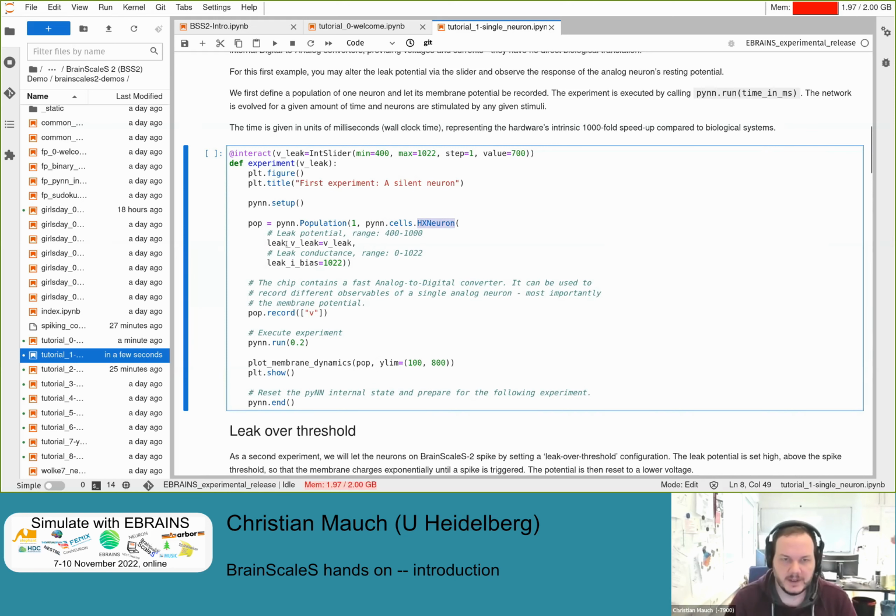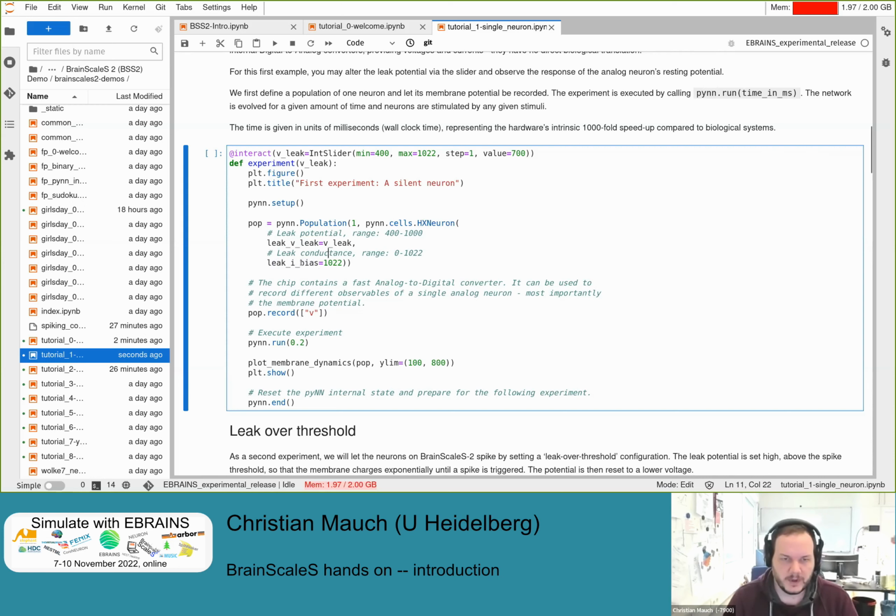So what you can see here are, for example, some values. In this case, the leak potential and the leak I bias. These control, as their names suggest, the leak voltage of the LIF model, and the leak I bias is related to the leakage conductance.